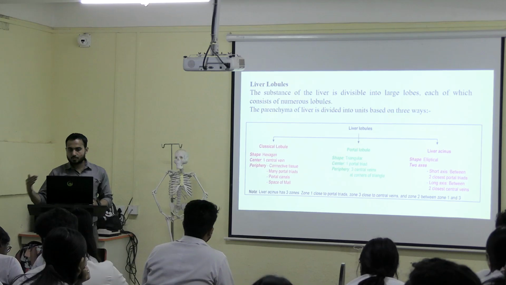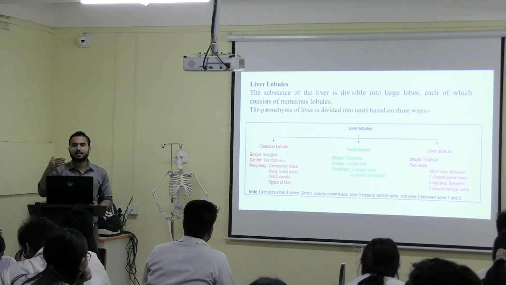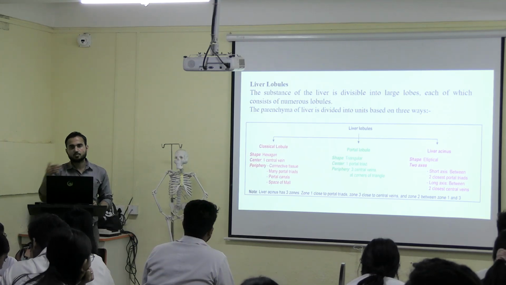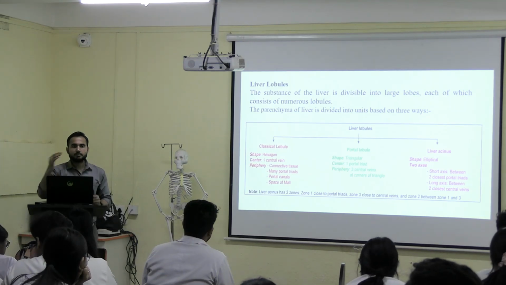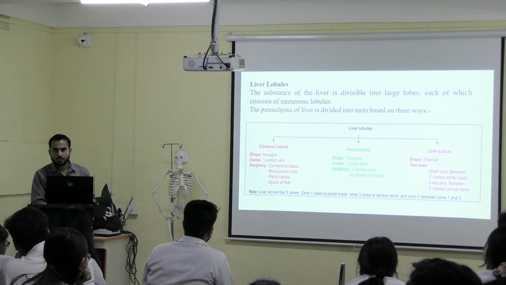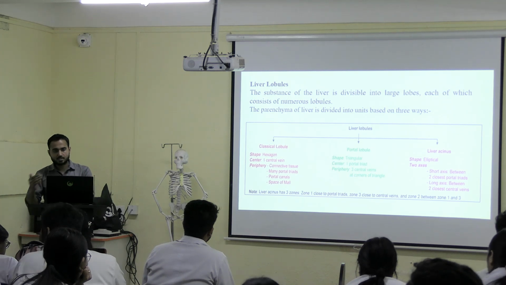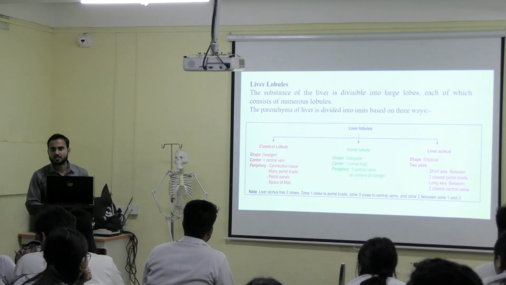From the periphery towards the center, you can see cords of cells, or cords of hepatocytes, radiating. In between them you can expect sinusoids. In those sinusoids, the blood from the periphery drains towards the center, where the central vein is present.